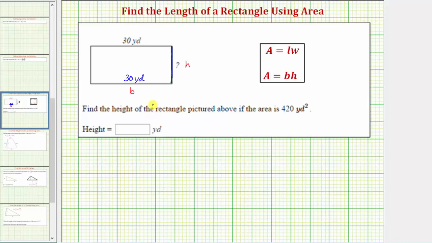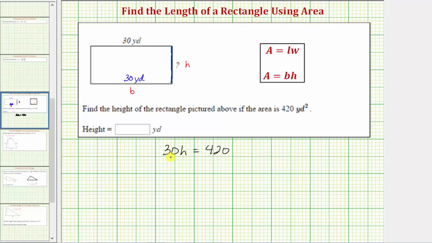The area formula for a rectangle can be given as area equals base times height. Sometimes it's also given as area equals length times width. But because we're asked to find the height, we'll go ahead and use this formula here. And therefore, 30 yards times some unknown height must be equal to 420 square yards. As an equation, this would give us 30h equals 420.